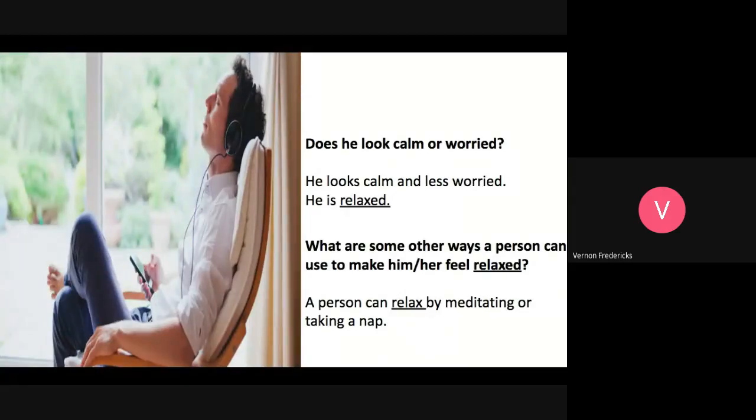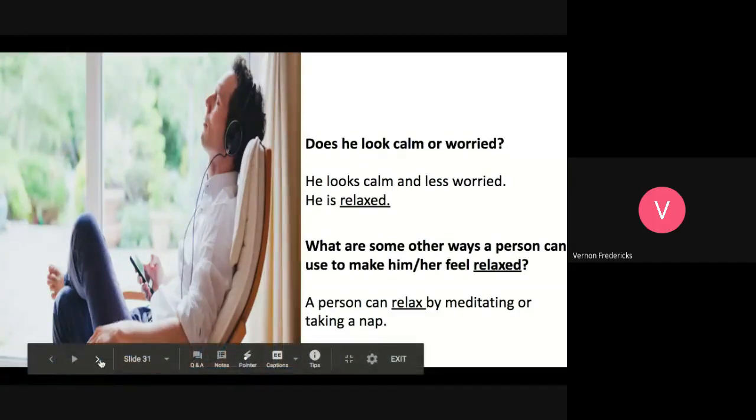Or you can read a book. You can watch a movie. Yes, to relax. Relax your body and to feel better. Okay, next slide.